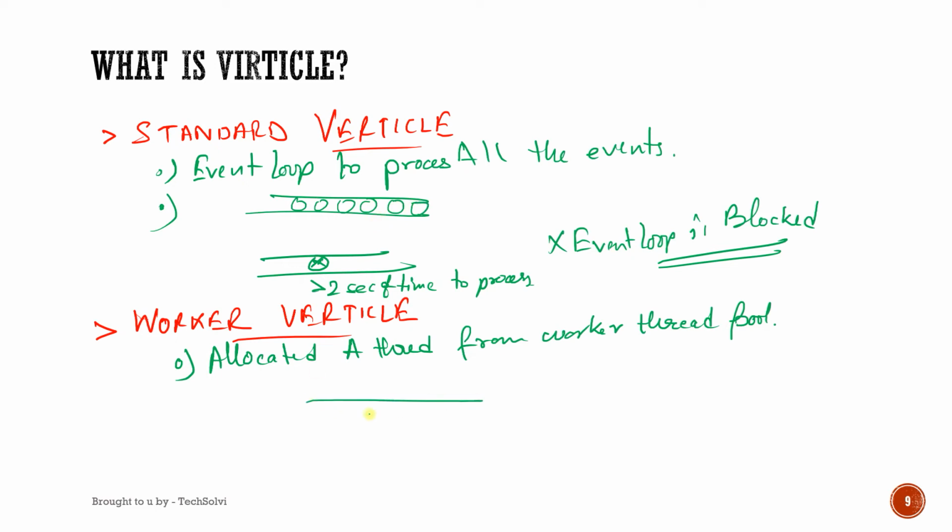In a worker vertical, it is possible that a thread processes an event, then waits for something, and then another event gets processed. Even if the thread is waiting, it is not an issue. But in the standard vertical, the event loop should not get blocked or be waiting for anything. So that's the key difference between these two verticals.